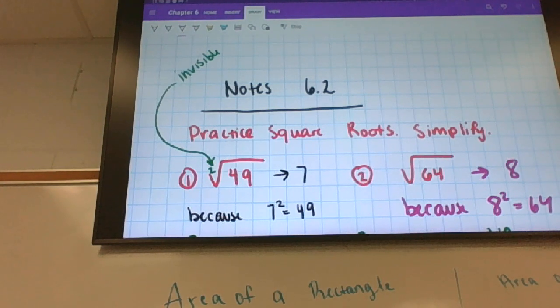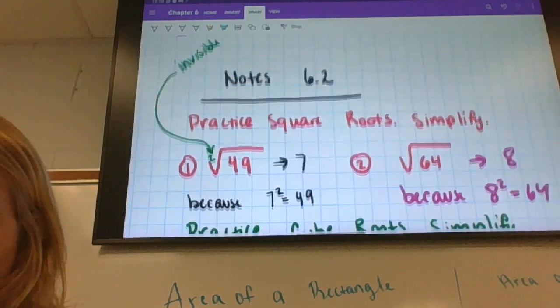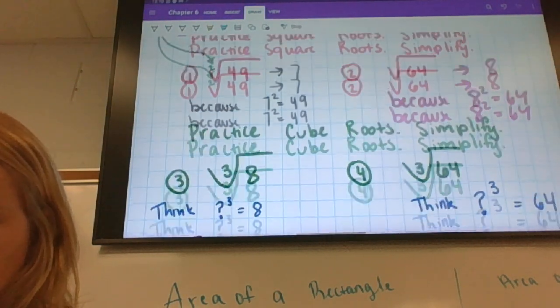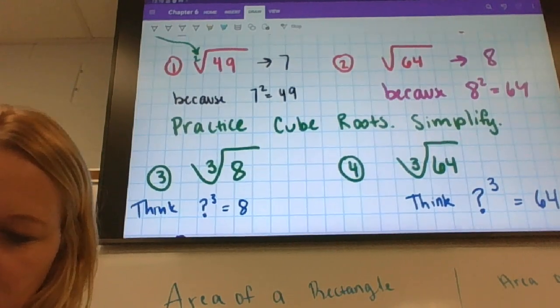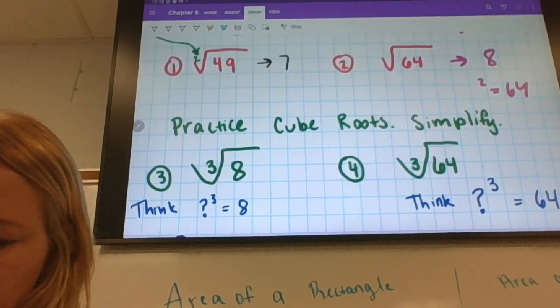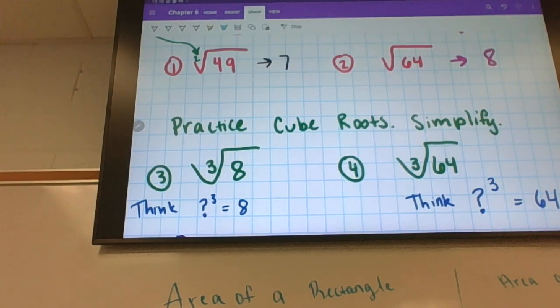Exactly. Yeah. She gets it. That's good. Alright, let's do cube roots. Practice cube root. Just finish it when you start it. See if you can say.